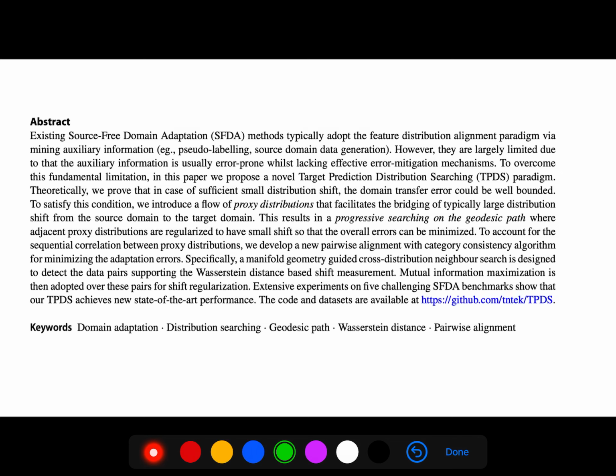So they prove that in case of sufficiently small distribution shift, the domain transfer error could be well bounded. To satisfy this condition, they introduce a flow of proxy distributions that facilitates the bridging of typically large distribution shift from source domain to target domain. This results in a progressive searching on the geodesic path where adjacent proxy distributions are regularized to have small shift so that the overall errors can be minimized.